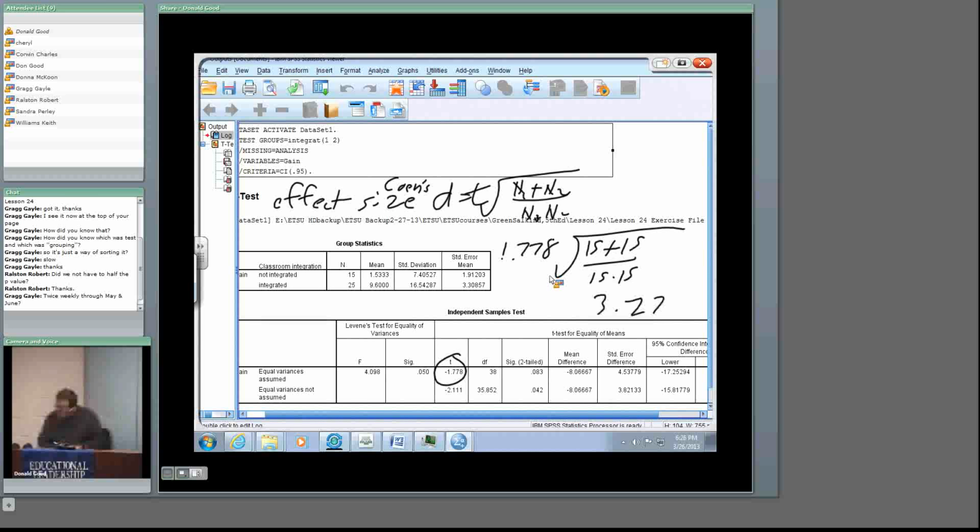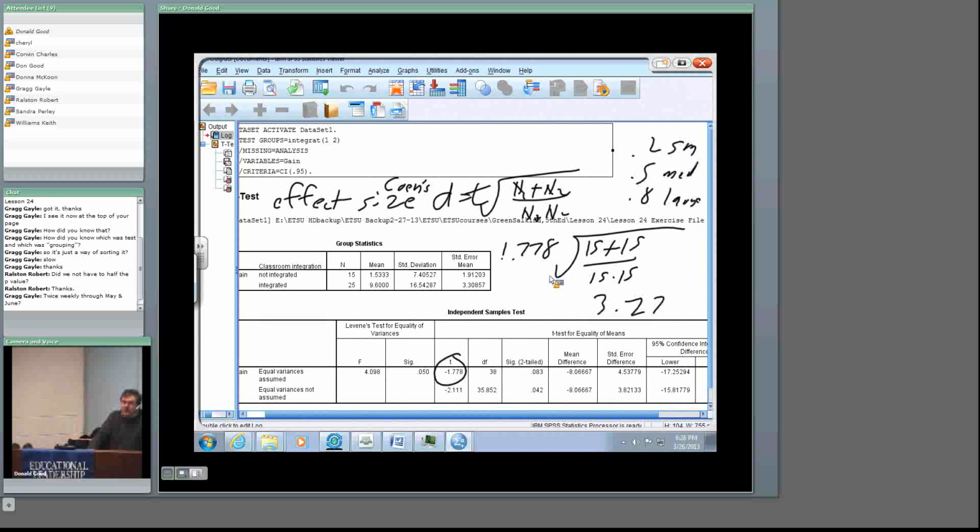For D, if you notice that right in the paragraph, we've got values of 0.2, 0.5, and 0.8. And that's the small, medium, and large. So since 3.27 is a good bit bigger than 0.8, we'd say this has a large effect size. That's one way of calculating effect size.